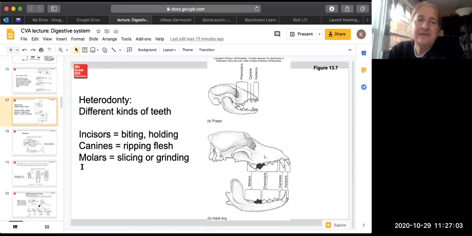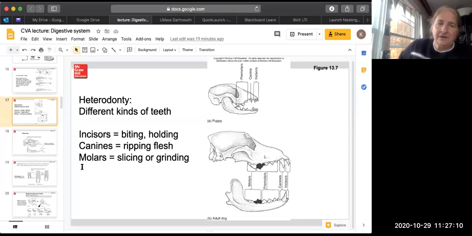As you know, in your own mouth, there are different kinds of teeth. Having different kinds of teeth is called heterodonty, as opposed to having all cone-shaped teeth like the alligator. So we have incisors, which are intended for biting and holding. If you were going to eat, say, a banana, you would use your incisors to bite it off. But if you were going to eat something really tough, like a raw carrot, you wouldn't use your incisors.